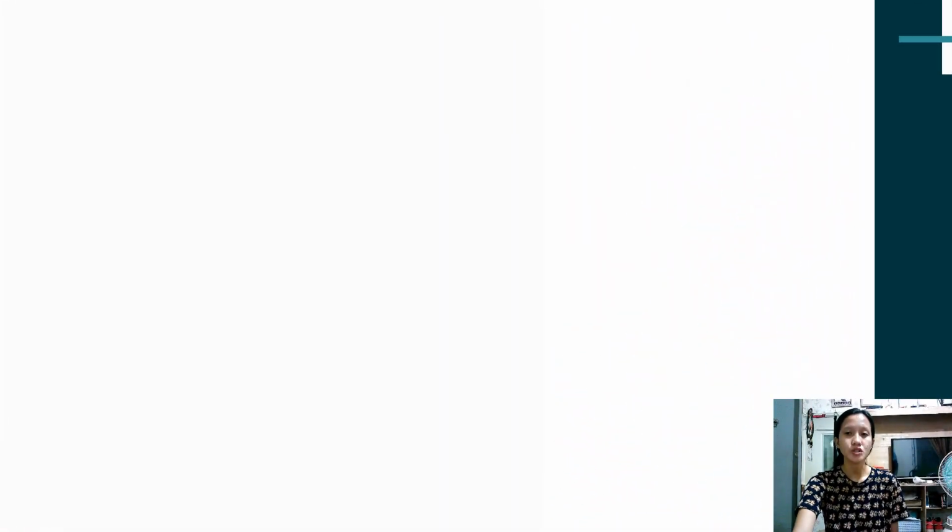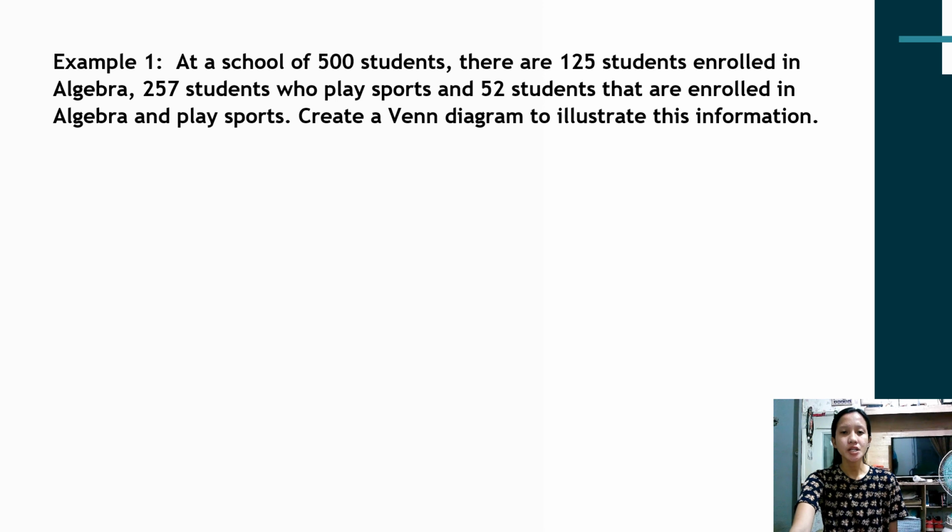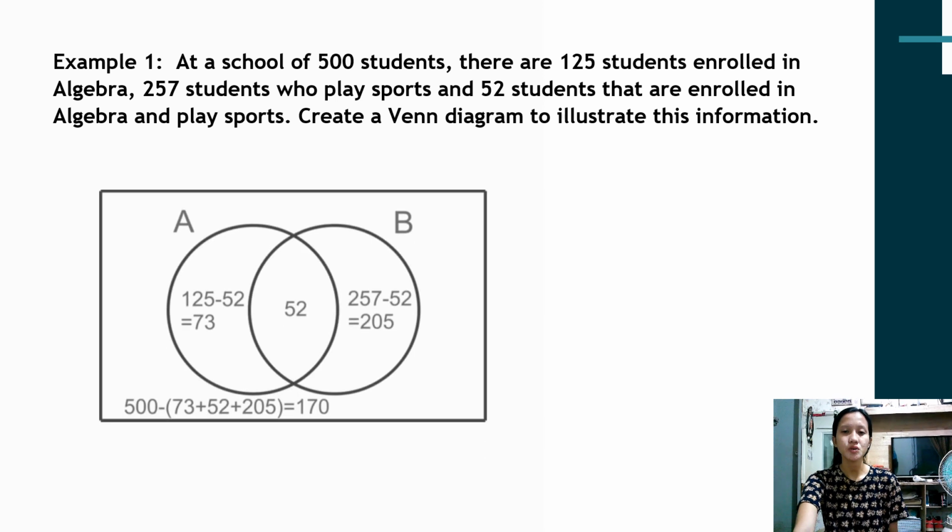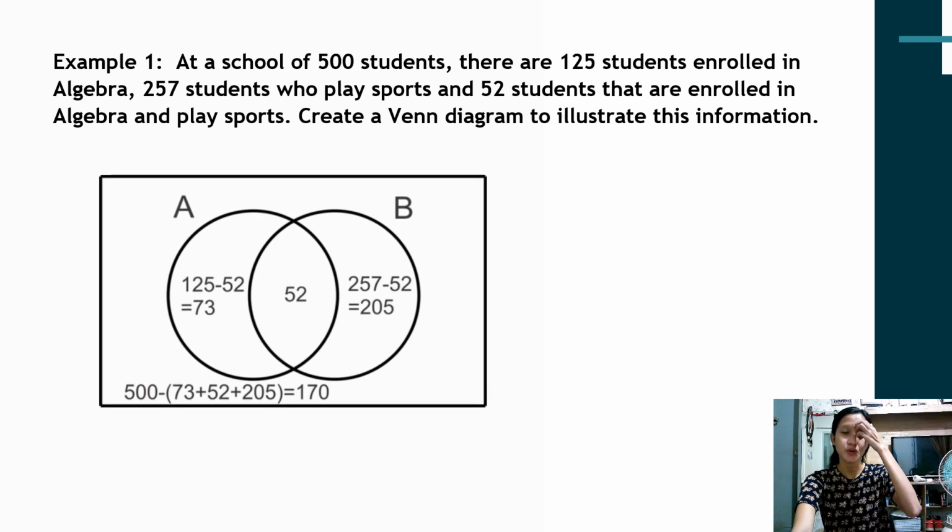Let's have our last example for the Venn diagram. How are we going to illustrate them? So at a school of 500 students, there are 125 students enrolled in algebra, 257 students have daily sports, and 52 students are enrolled in both algebra and daily sports. So let's try to create a Venn diagram to illustrate this information. So of course, we talked about two sets: the set of students who enrolled in algebra and the set of students who enrolled in sports. These are the important terms that we need to remember in dealing with this type of problem.